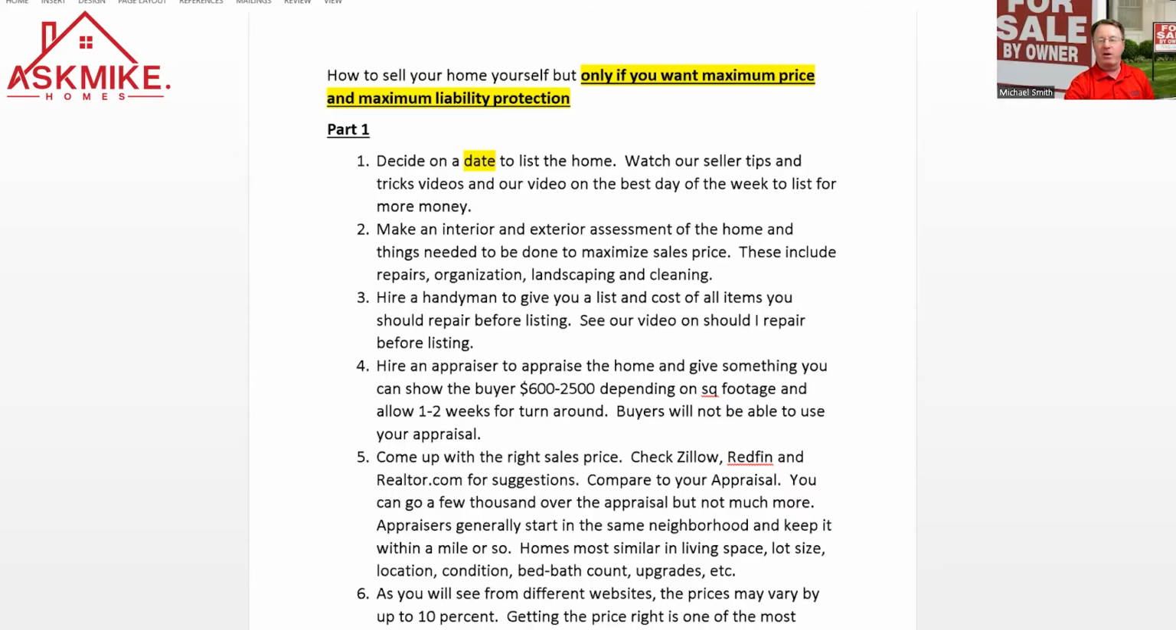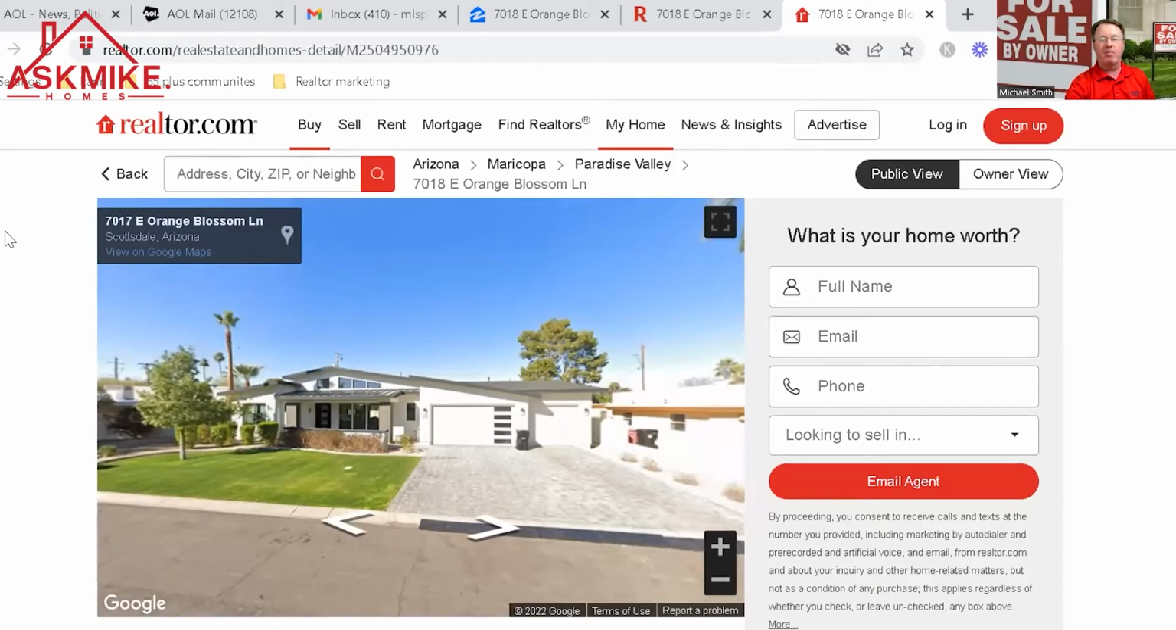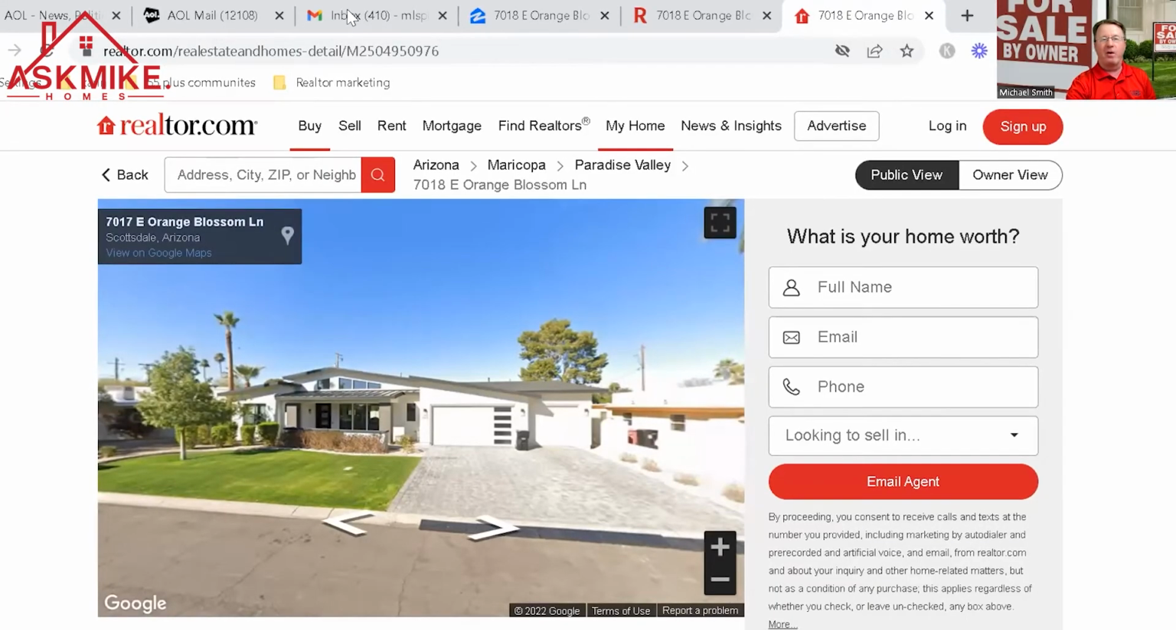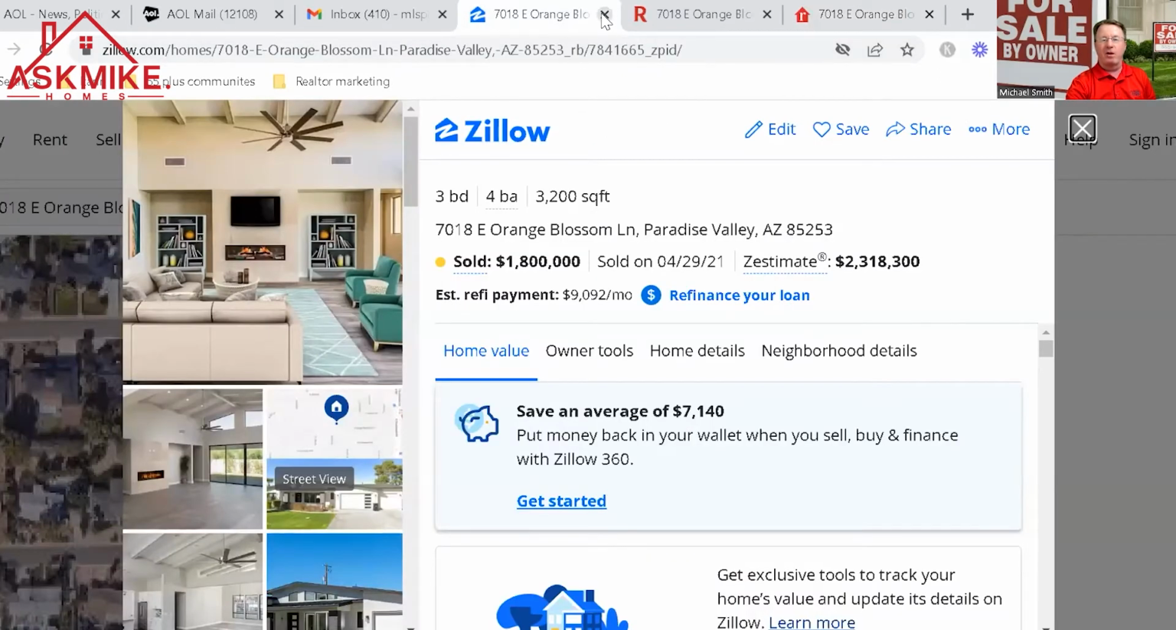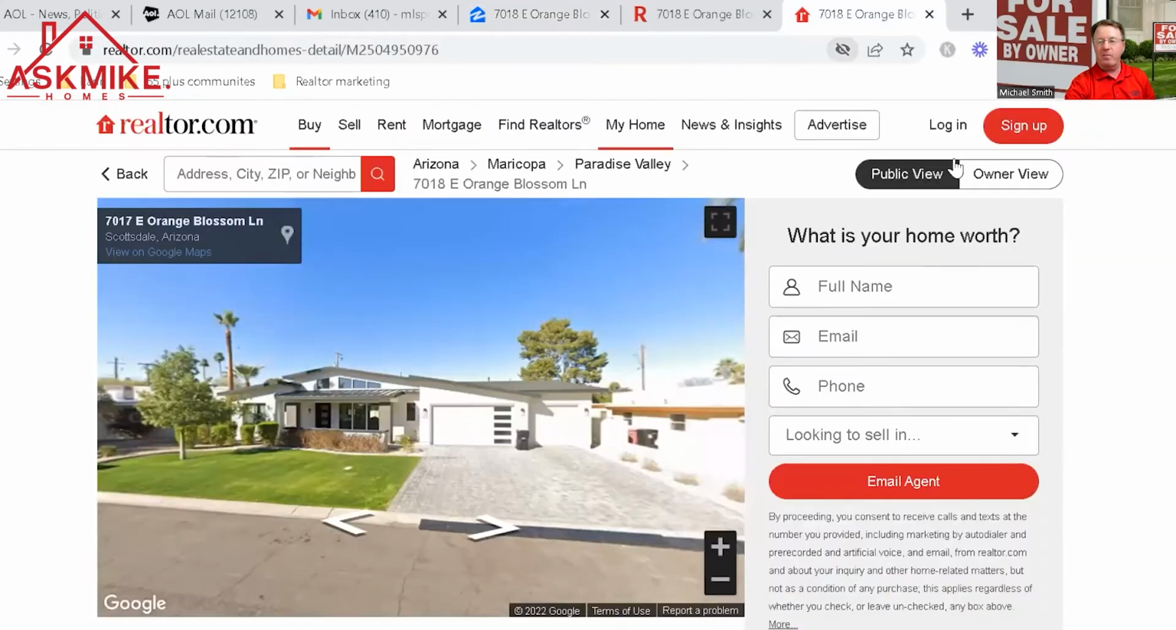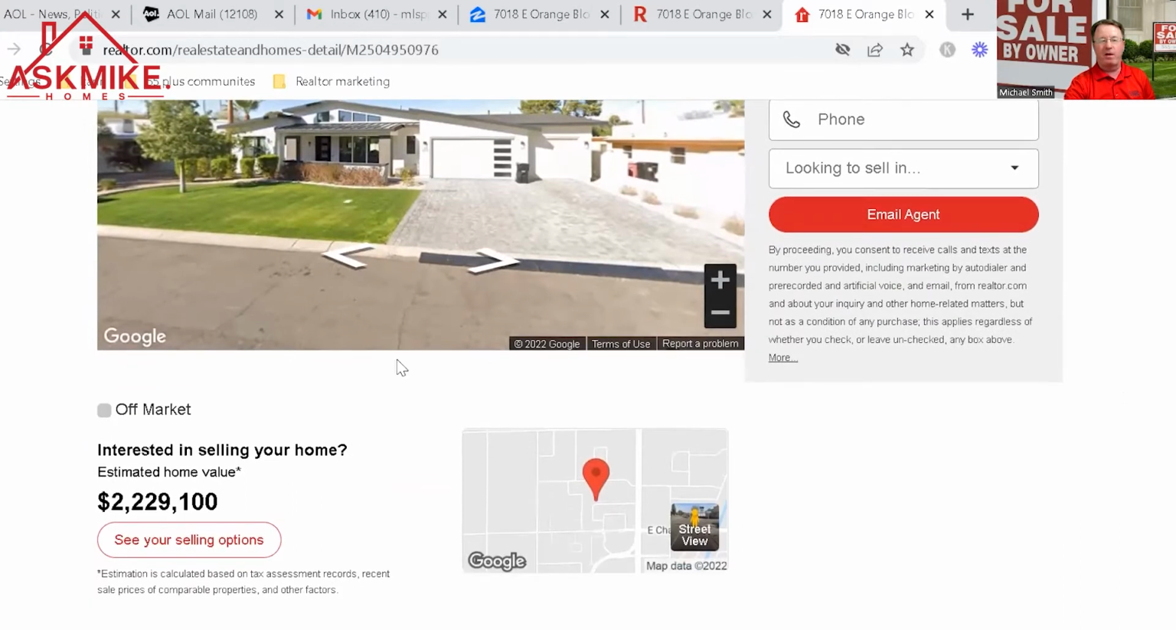I'm going to share my screen here, and I want to show you one other quick thing. So I picked out a random property in Paradise Valley. So if we go to Zillow, this particular home, it's located right near downtown Old Town Scottsdale. They're showing the Z estimate at $2.318 million. Now, if I go to realtor.com for the same exact property, they're saying it's worth $2.2 million. So right there, we're over $100,000 difference on the two homes from the two websites.